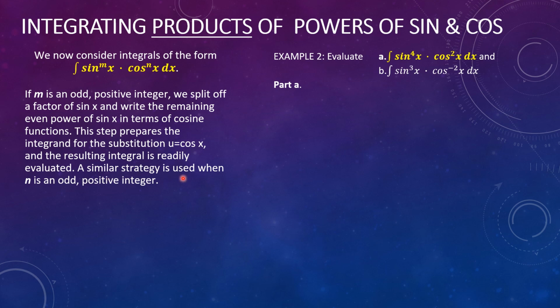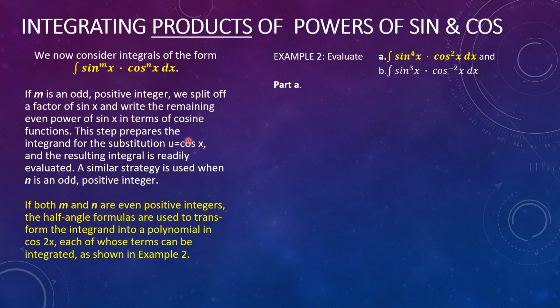A similar strategy is used when n is odd. So for example, if the power on cosine was odd, then we would pull out one factor of cosine and then substitute in u equals sine x and do the same thing. Okay. If both m and n are even positive integers, the half angle formulas are used to transform the integrand into a polynomial in cosine of 2x, each of whose terms can be integrated as shown in example 2.